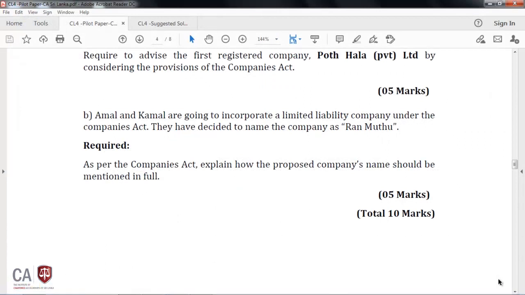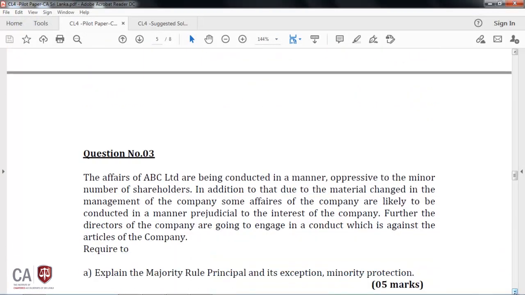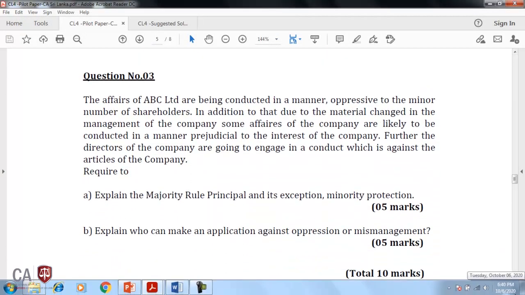Then let us look at the next question, question 3, which also has 2 parts with equal weight of marks, 5, 5. Now, the question is, the affairs of ABC Limited are being conducted in a manner oppressive to the minority of shareholders. In addition to that, due to the material change in the management of the company, some affairs of the company are likely to be conducted in a manner prejudicial to the interest of the company.